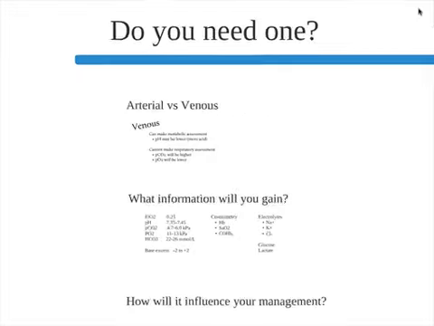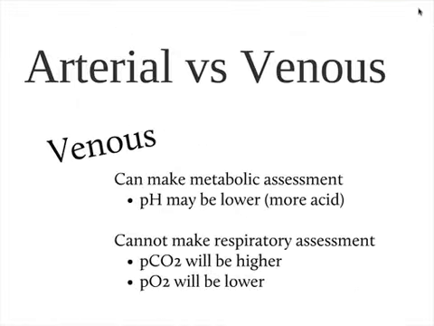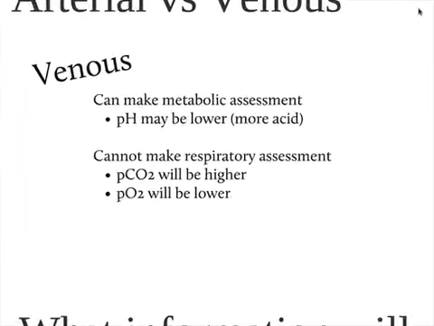So really, I think you can have a venous gas where you can make a metabolic assessment of the patient with their pH and their bicarbonate, although there's a caveat: their pH may be a bit lower, so they may be more acidic on the venous side than they are on the arterial, if that tissue bed in between them is very anaerobically respiring. But you can't make a respiratory assessment with a venous gas, so that's where you would want an arterial one, where you want to know their PO2 and PCO2.